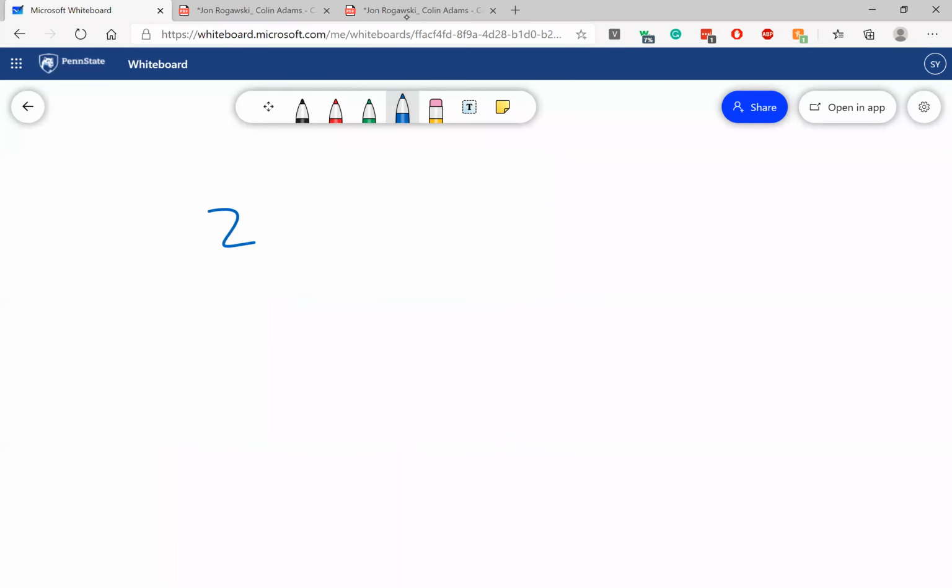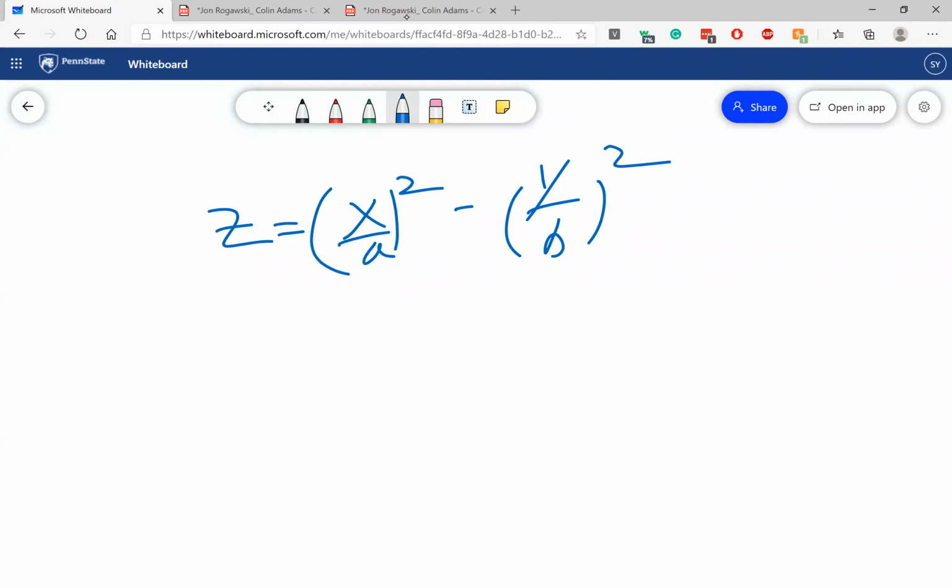So now we're going to have z is equal to x squared over a squared minus y squared over b squared. Okay. So now when z is a constant, well, let's try first thinking about the parabolas.